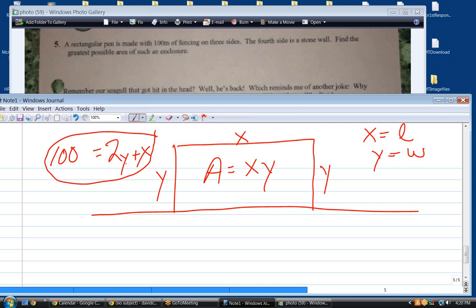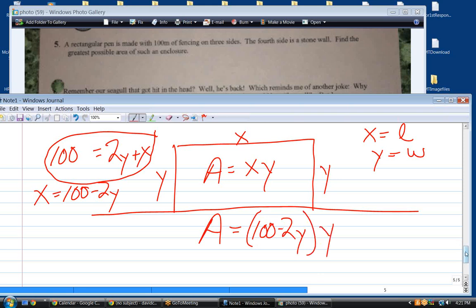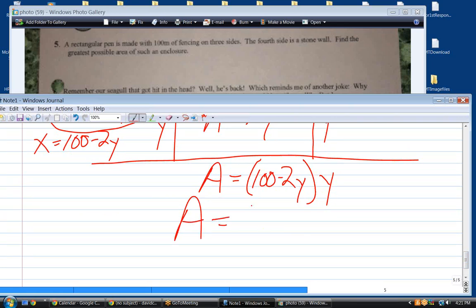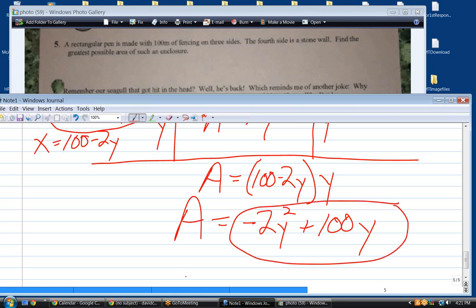So let's solve for x, it's the easiest. So x is equal to 100 minus 2y. So now my area function is, instead of x, 100 minus 2y times y. Multiply that out. What do we get? Minus 2y squared plus 100y. In other words, the 100 multiplies the y to give you plus 100y, and the minus 2y times the y gives you minus 2y squared. And I reversed the order so we write it in typical quadratic form. So now where does the maximum of that occur?